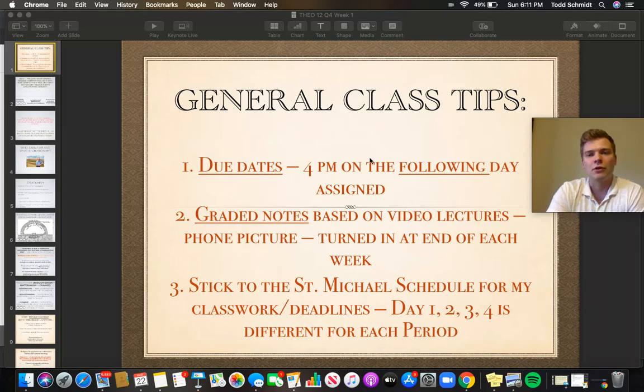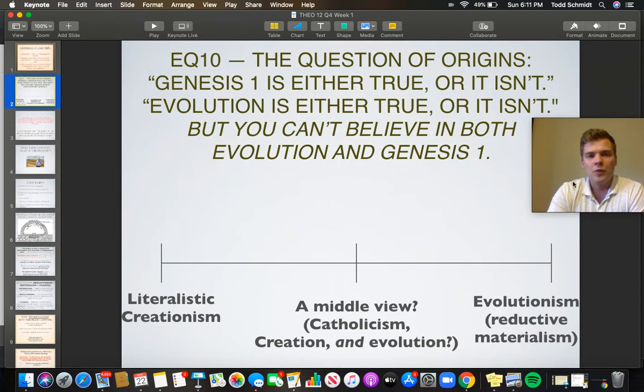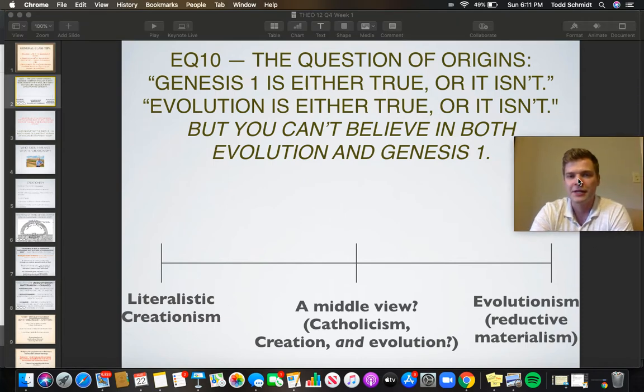So those are some general class tips. Now, when we had the craziness that was last week, we were talking about the question of origins. What I mean by that is where did everything come from? We are so familiar with the creation account in Genesis chapter 1. God created the universe, creating the plants and animals, and the sun, the moon, the stars. Is that true? Well, if it's true, then how do we reconcile it with science? Because we know from science that there's this thing called evolution. We know that the world is much older than the Bible seems to tell us. How can we believe in evolution and creation at the same time? So that's what we're looking at the moment.